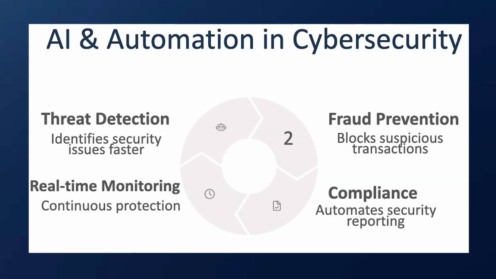Threat detection. Identify security issues faster. Real time monitoring. It is majorly causing the continuous protection. So real time monitoring is there. Fraud prevention blocks the suspicious transactions, and compliance automates the security reporting. So these all are the automation steps in cybersecurity.